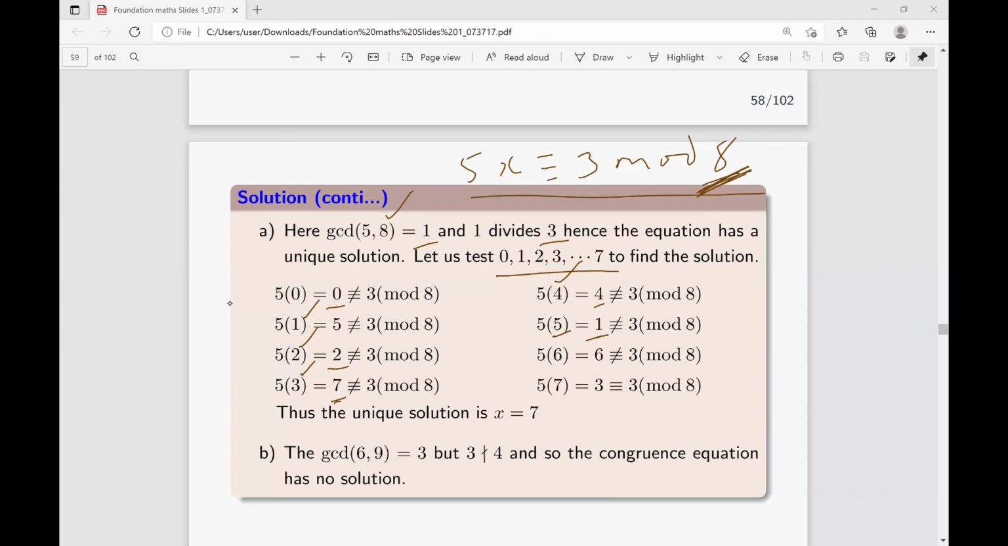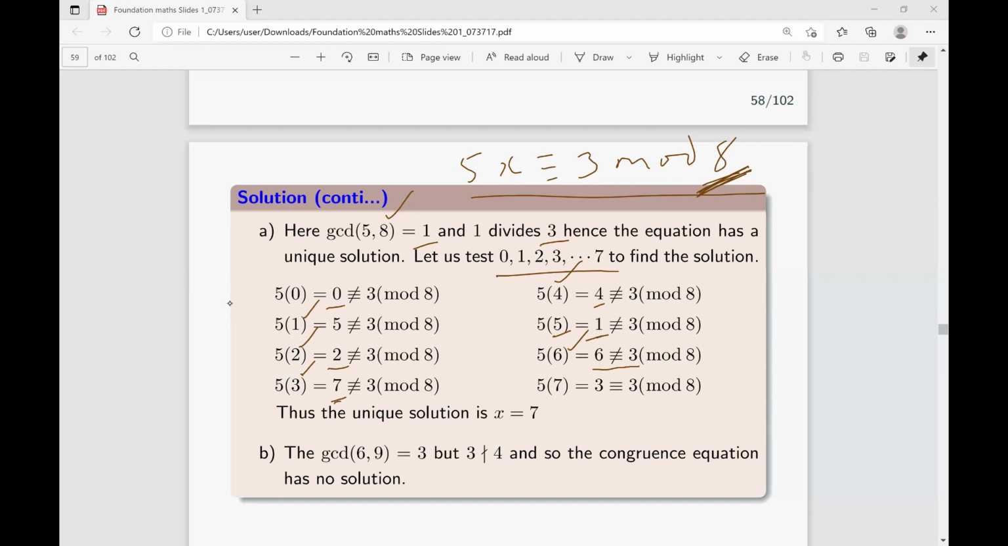We try 6. 6 times 5 would be 30. Mod 8, if 8 were to go there, the remainder will be 6. And 6 is not equivalent to 3. That means 6 again is not a solution.